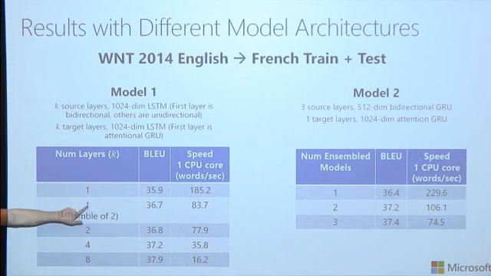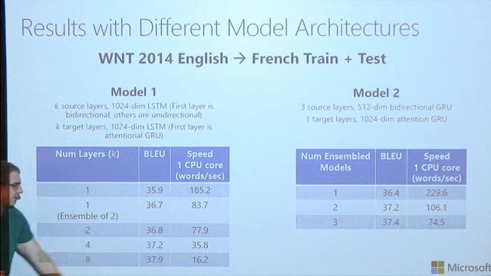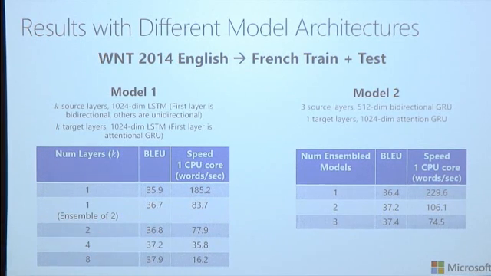So here it doesn't actually make much of a difference. In this case, we're doing an ensemble of two one-layer models. In this case, we're doing a single two-layer model. They actually get very similar BLEU scores and very similar speeds. Man, it's probably actually better not to ensemble. I don't know. We have to do more ablation experiments.